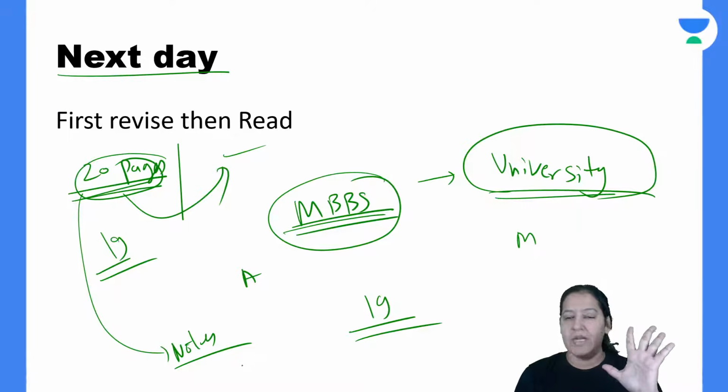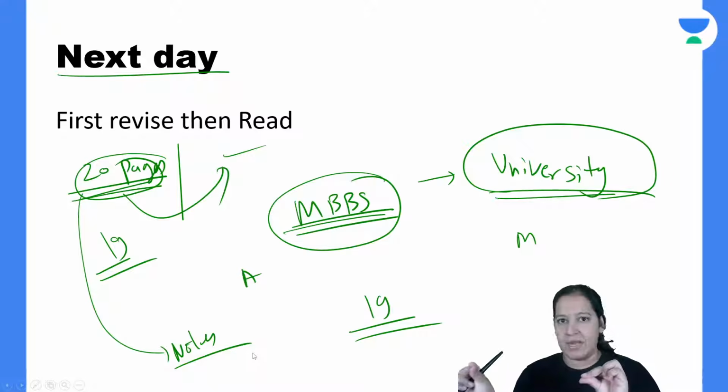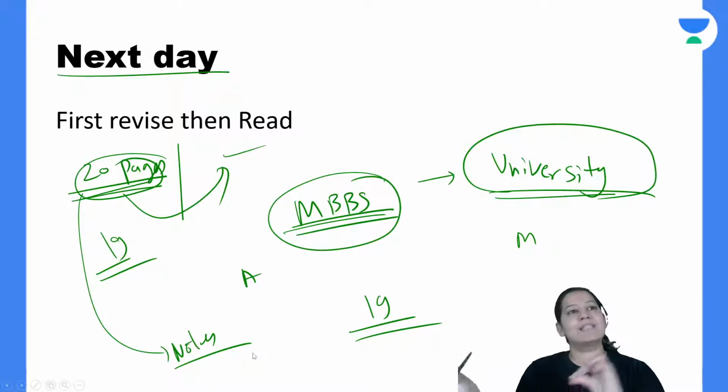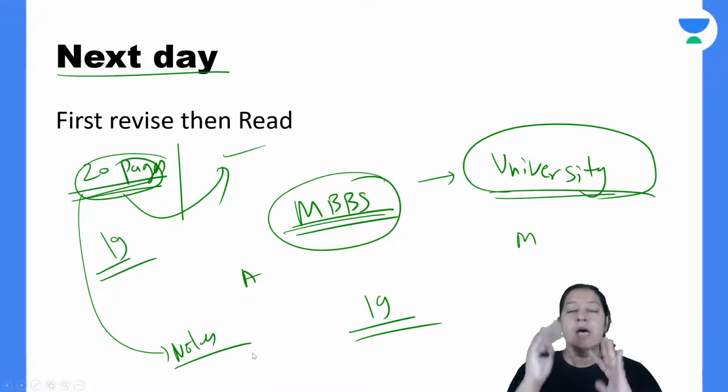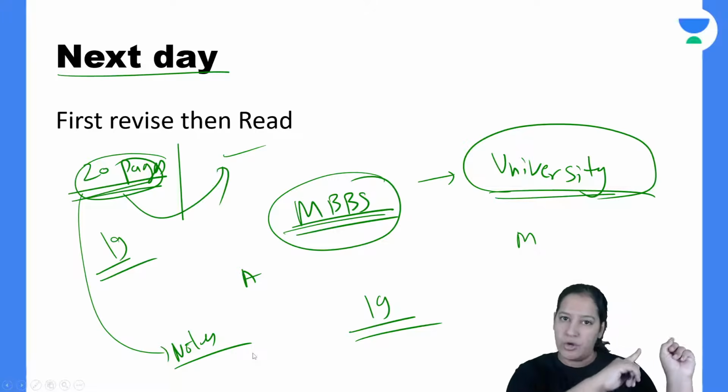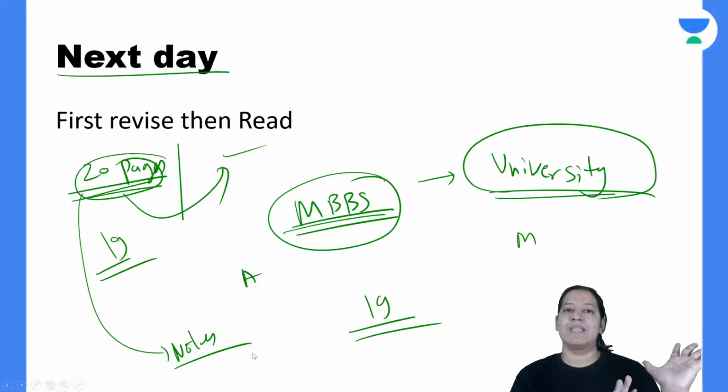Now, what extra point? Just suppose you have started a topic, that is endocrinology. You are in the thyroid. You have to start thyroid malignancies. Yesterday, you studied hypothyroidism. Today, you have to start hyperthyroidism from Robbins. So first, revise hypothyroidism from your notes. You have already added extra points in that. Then start hyperthyroidism. So that is my point.